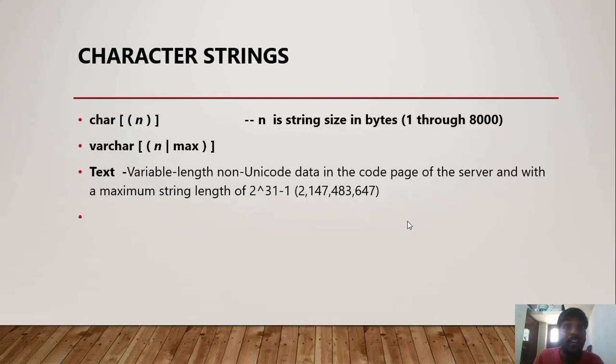Moving ahead, we have character strings. The character strings would be char(n), varchar(n), and text data types, where n is the string length in bytes, which could range from 1 to 8000. In the text data type, it is variable-length non-Unicode data, which could go up to 2 power 31 minus 1.